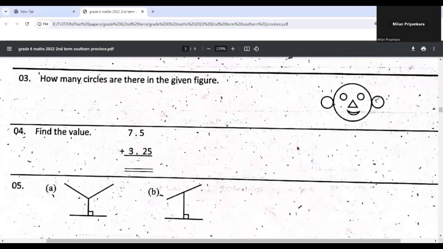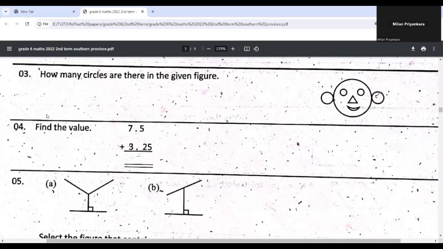How many circles are there in the given figure? This is a very simple one. I can see that this is a circle, this is a circle, this is one, and this is it, and this. You can see 1, 2, 3, 4, 5. There are 5 circles in this figure.